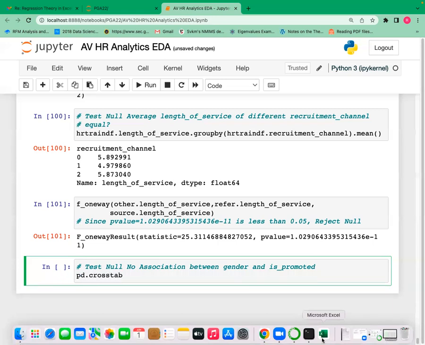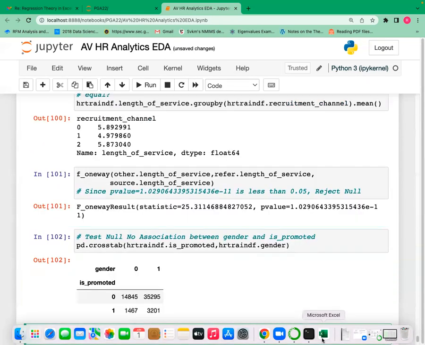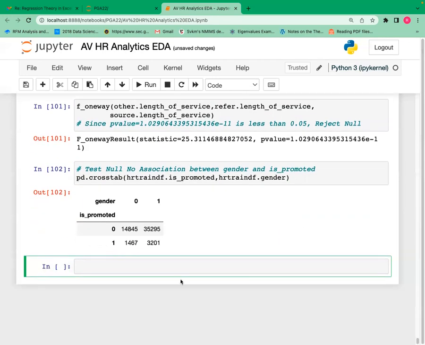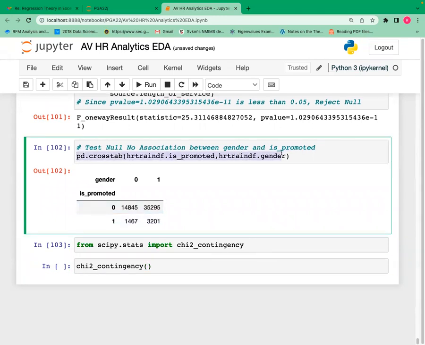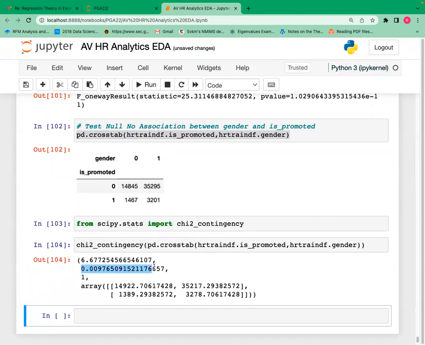So pd.crosstab(hr_train_df.is_promoted, hr_train_df.gender), cross tabulation. From scipy.stats import chi2_contingency. chi2_contingency works on a cross tabulation. So the P value is this.